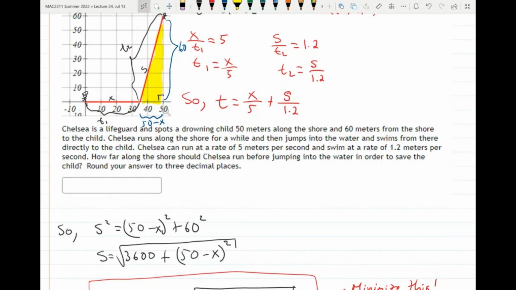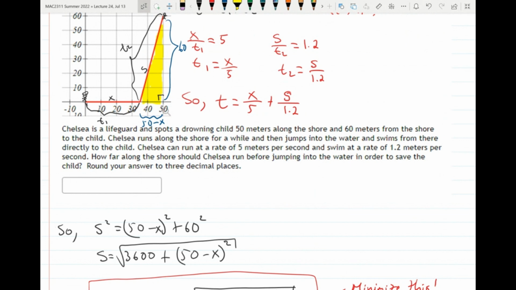and what else? Does it make sense for x to be 60? Why? Because the child's 15 meters on the shore. Exactly. So if it's 60, maybe you want to run here and jump, but if you are going to do that, then might as well jump here when you were at 40, because the situation is symmetric, right? If you jump at 40 or 60, the distance that you need to swim to the child is the same. So it's not optimal to get past this point. Does that make sense? So x is between 0 and 50.